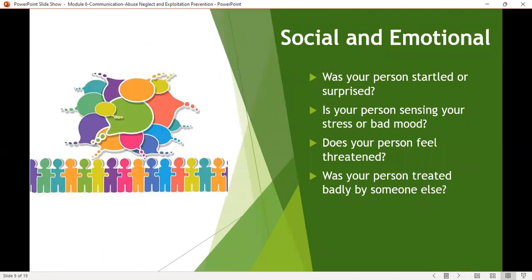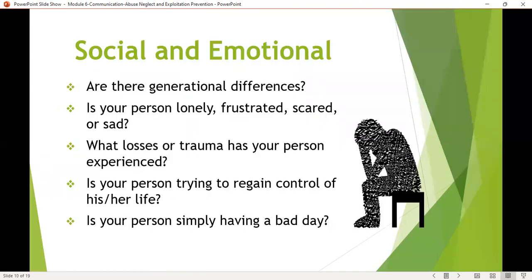Questions to ask regarding communication from a social and emotional standpoint include, was your person startled or surprised? Is your person sensing your stress or bad mood? Does your person feel threatened? Was he or she treated badly by someone else? Are there generational differences? Is your person lonely, frustrated, scared, or sad? What losses or trauma has your person experienced? Is your person trying to regain control of his or her life? Is he or she simply having a bad day?